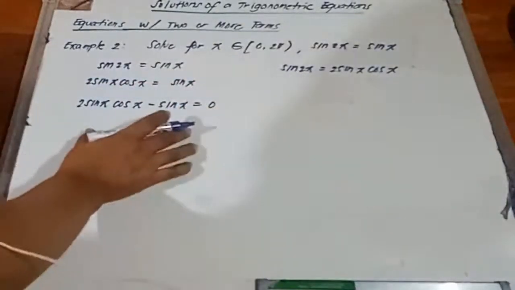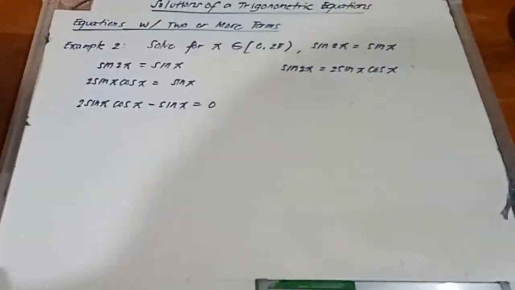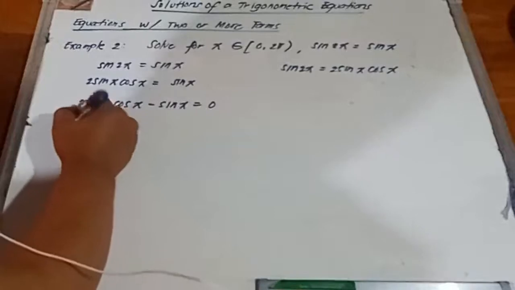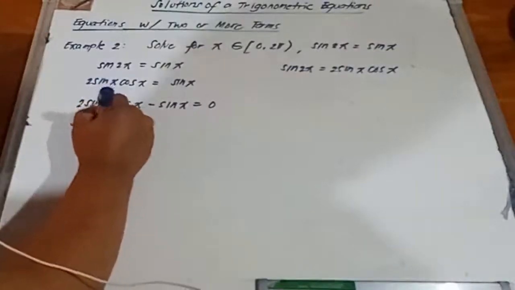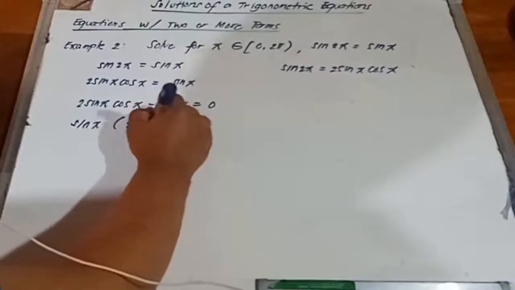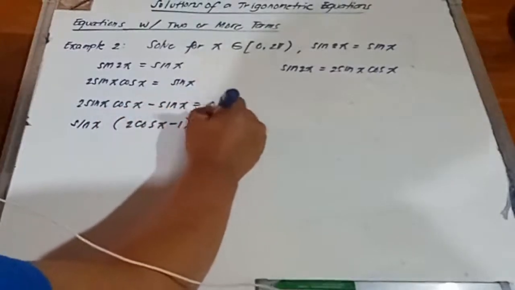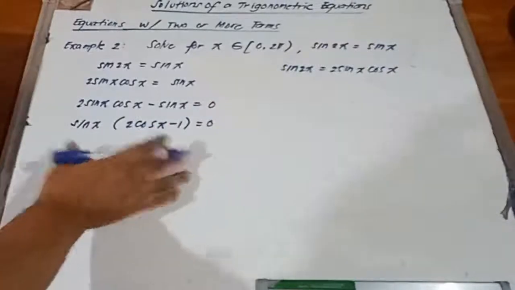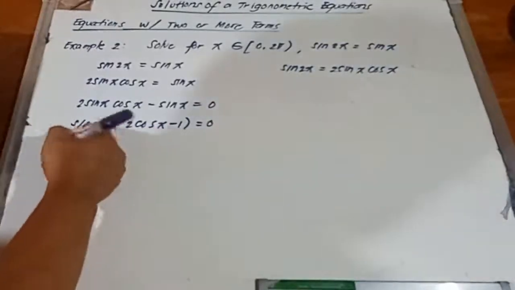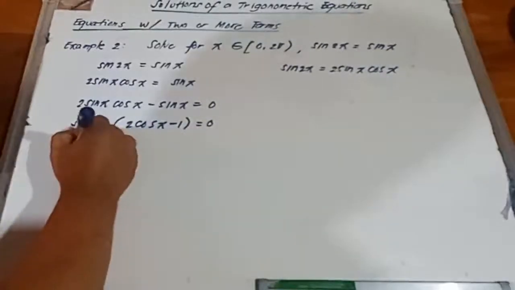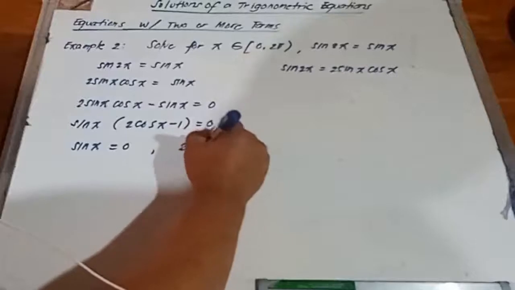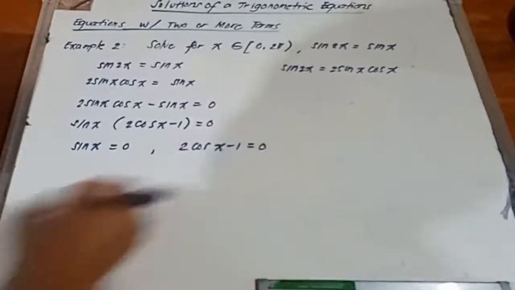Now, common monomial factors kasi both terms ay may sine x. So, factor natin si sine x, quantity. So, this is 2 cosine x minus 1 equal to 0. Papansin nyo, isang term na siya. Okay? Now, zero factor law, equate natin both factors to 0. Sine x equal to 0 at yung isa, 2 cosine x minus 1 equal to 0.